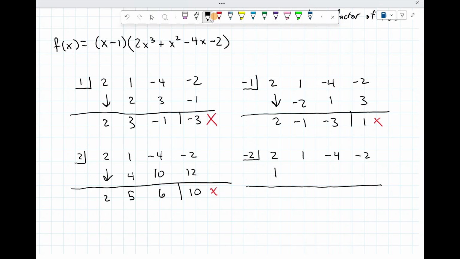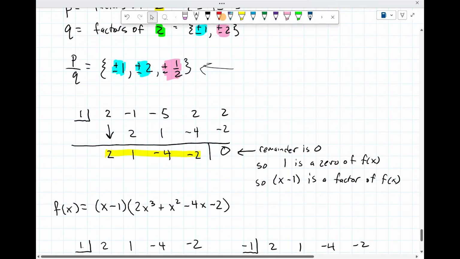All right, let's try negative 2. Bring down the 2. Negative 2 times 2 is negative 4. 1 plus negative 4 is negative 3. Negative 2 times negative 3 is positive 6. Negative 4 plus 6 is positive 2. And negative 2 times 2 is negative 4. All right.